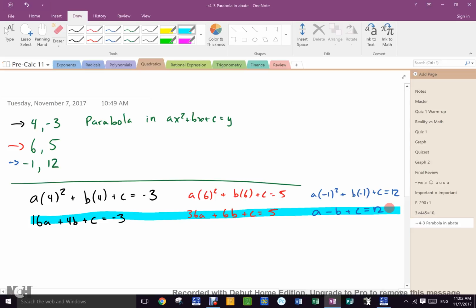Now, all of you should be able to see how easy it will be to eliminate one of these variables right here, correct? Which one do you want to eliminate? That comes down to you deciding which one you wish to eliminate.